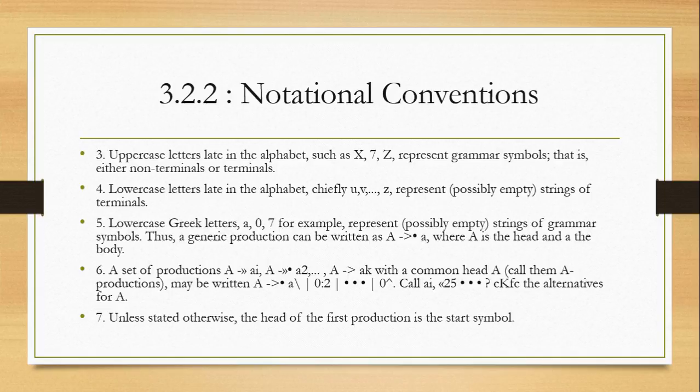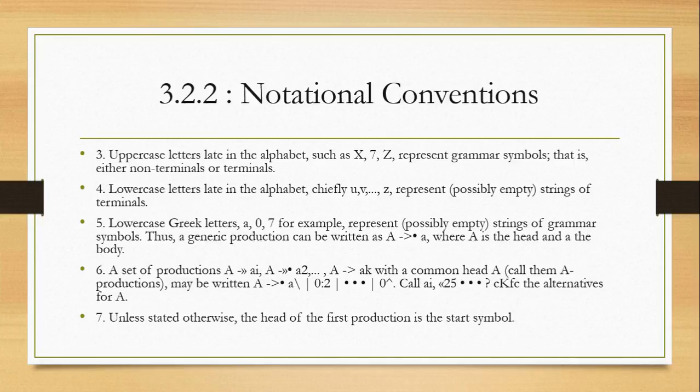Uppercase letters late in the alphabet such as X, Y, Z represent grammar symbols, that is, either non-terminals or terminals. Lowercase letters late in the alphabet, chiefly u, v until z, represent possibly empty strings of terminals. Lowercase Greek letters alpha, beta, or gamma, for example, represent possibly empty strings of grammar symbols.